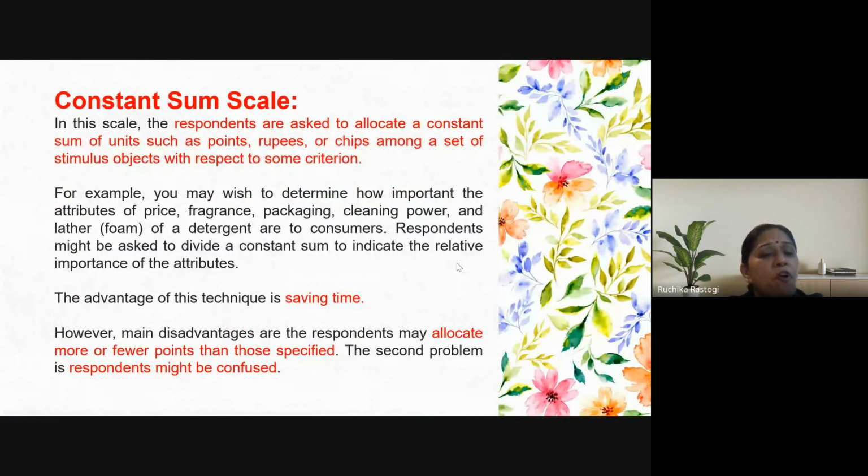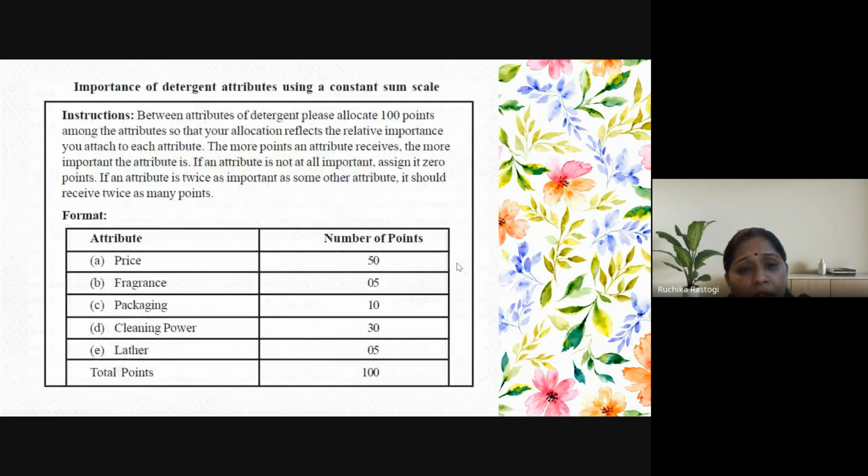There is a very simple example, that there are some attributes, for example, price, fragrance, packaging, cleaning power, and lather, meaning foam, of a detergent. So when I want to know why people are purchasing my detergent powder, the detergent powder manufactured in my company, and I want to compare that particular product with another brand, what I will be doing is putting all those attributes in a row. As you can see, I have put all those attributes for brand A, and the same attributes can also be put for brand B.